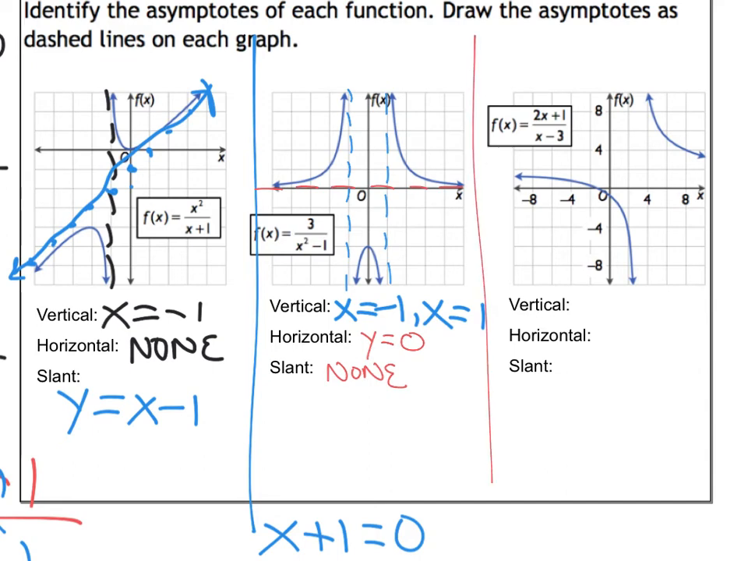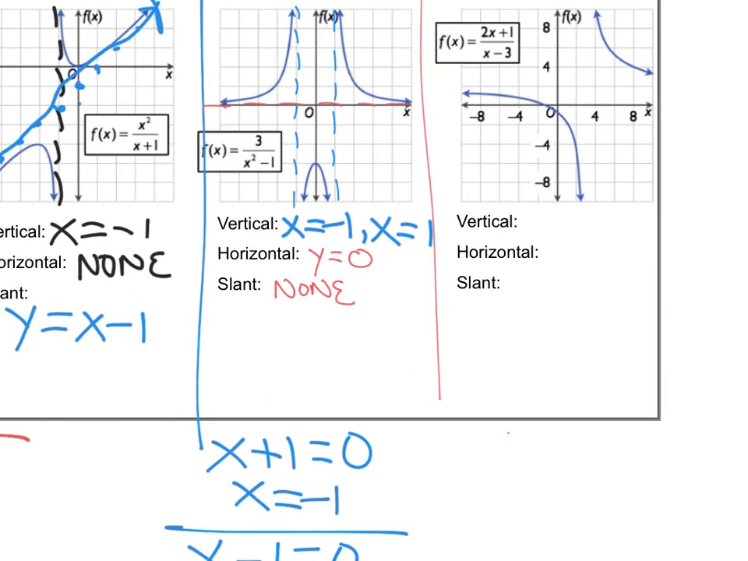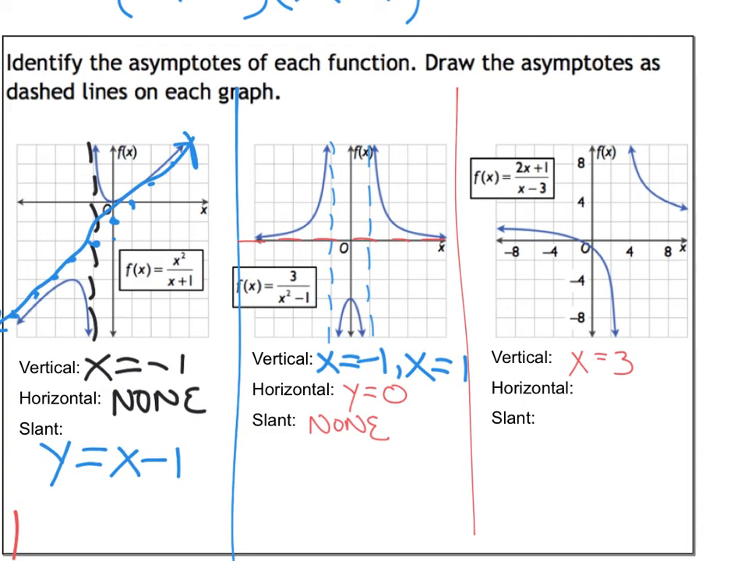All right, and then last one here, let's see what our vertical asymptote is. So again, I take my denominator, x minus 3, set it equal to 0 and solve. So I get a vertical asymptote of x equals 3. And again, notice that our units here are going by 2. So that x equals 3 is going to be halfway in between the first two grid lines off of the y-axis.